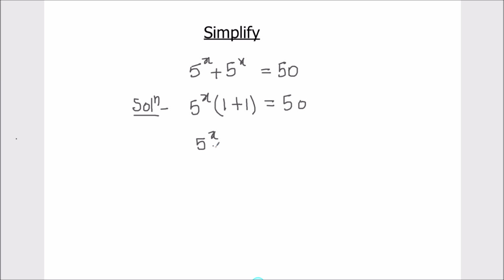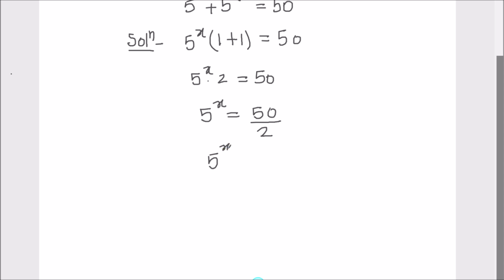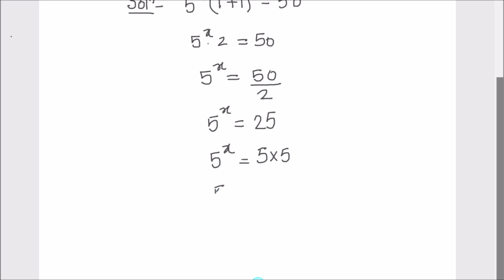x times 2 equals 50, or we can simplify it as leaving 5 raised to power x on the left hand side, 50 divided by 2. Next is 5 raised to power x equals 50 divided by 2, which is 25. So this gives us 5 raised to power x equals 25, which can be written as 5 times 5, or 5 raised to power x equals 5 squared. So from here we can get the value of x as 2.